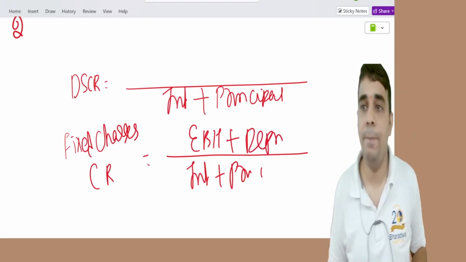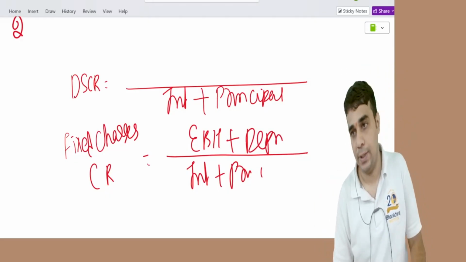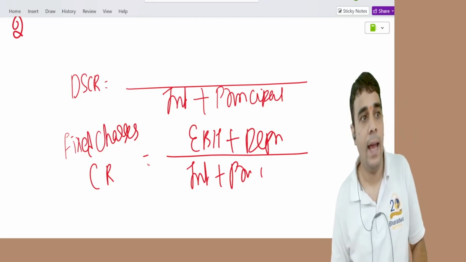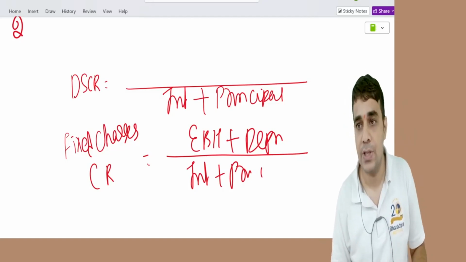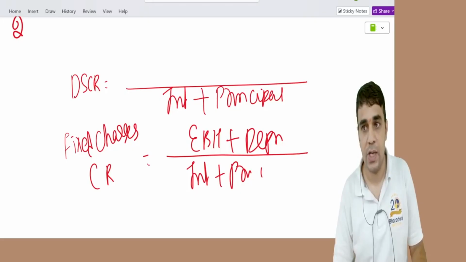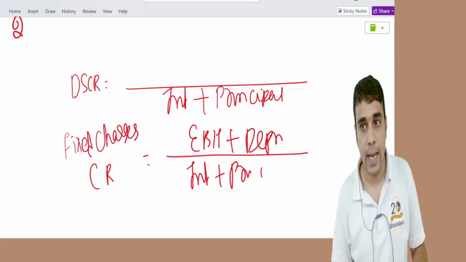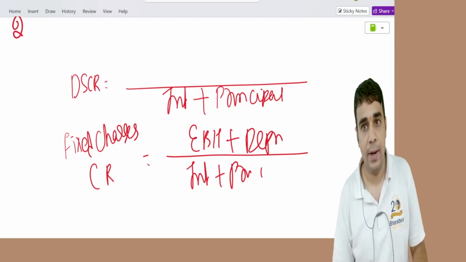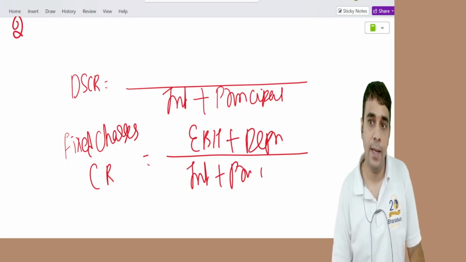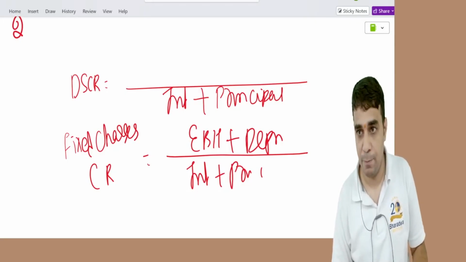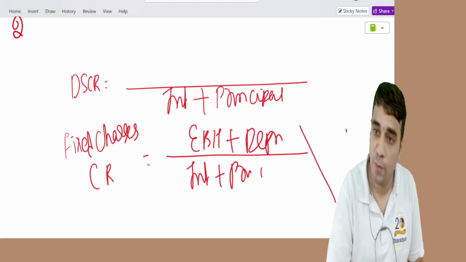add back depreciation. Why is depreciation added back? It is a non-cash item. So in the calculation, we add back depreciation, which is a non-cash item. EBIT plus depreciation divided by interest plus principal. This is not a very good formula.